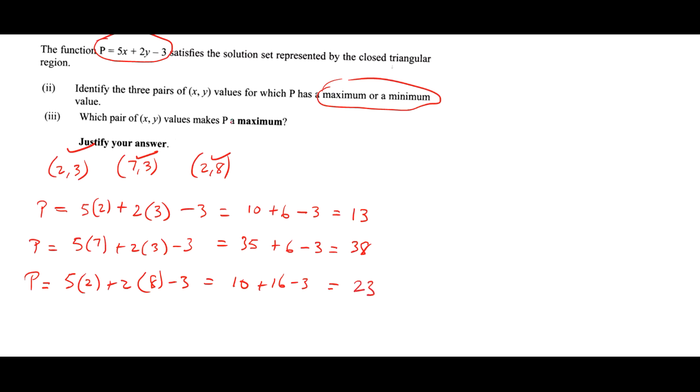So the question asks, which pair of values makes p a maximum? So which one of these values of p is the largest? We notice that 38 is the largest value of p. So therefore, which point gives us that? The point that gives us that is 7, 3. Okay.